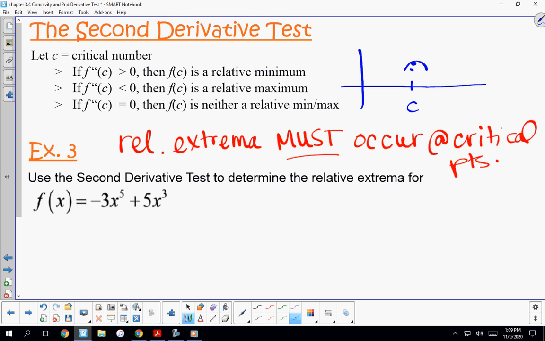It's got to be a maximum. If I find a different critical point here, and I know it's got to open upward, then I know we had to have produced a relative minimum. And if nothing happens, then there is neither a min nor a max. So we find criticals, and then we plug them into the second derivative to determine if they're maxes or mins.